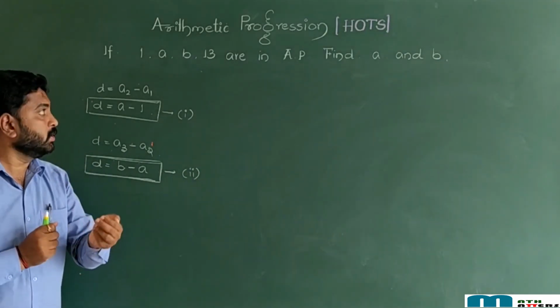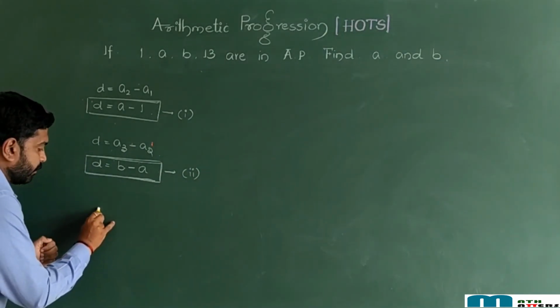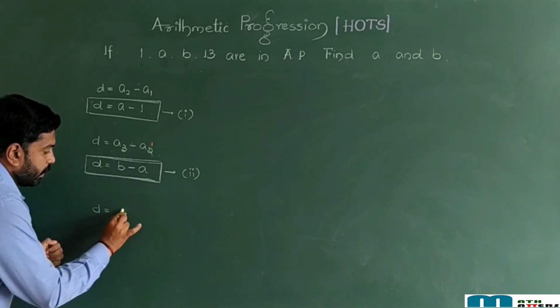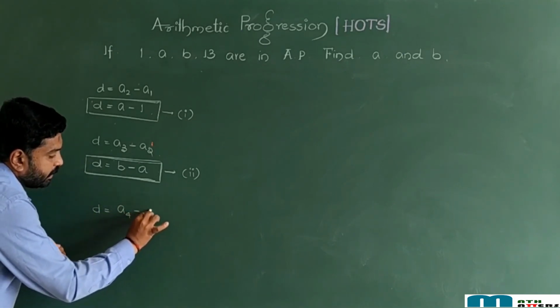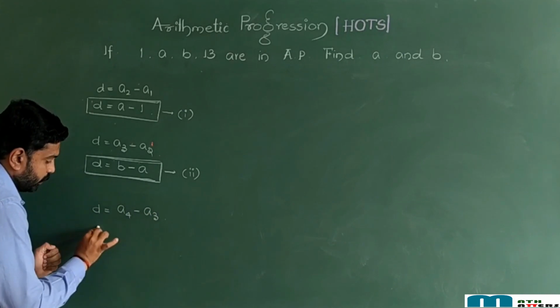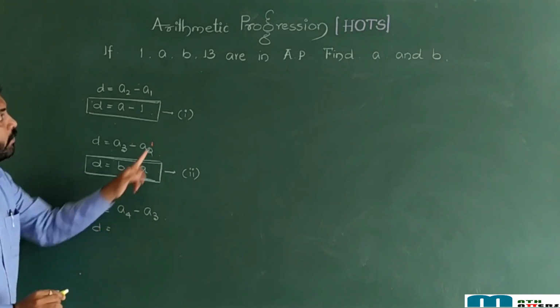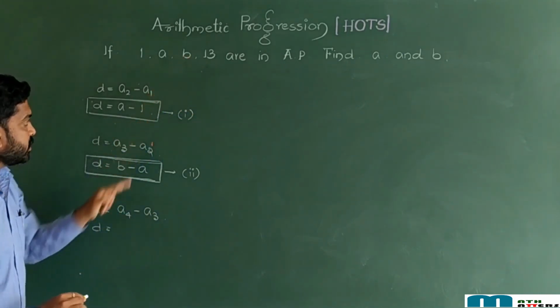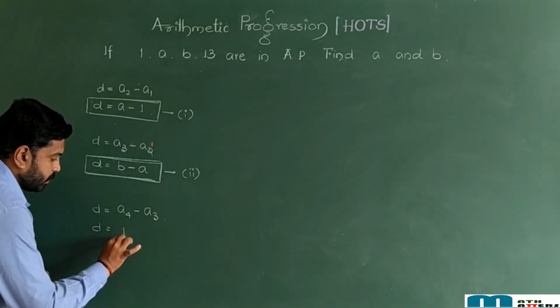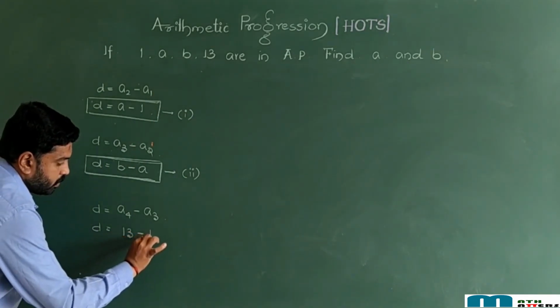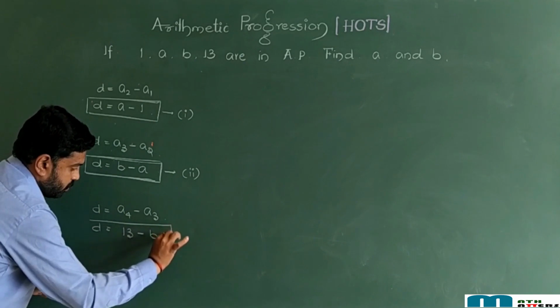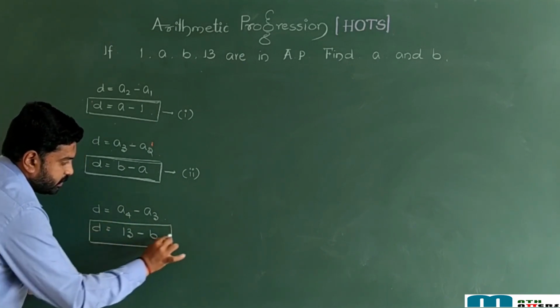Now one more equation, that is d is equal to a4 minus a3. So d is equal to a4, 13, minus b. This is equation 3.